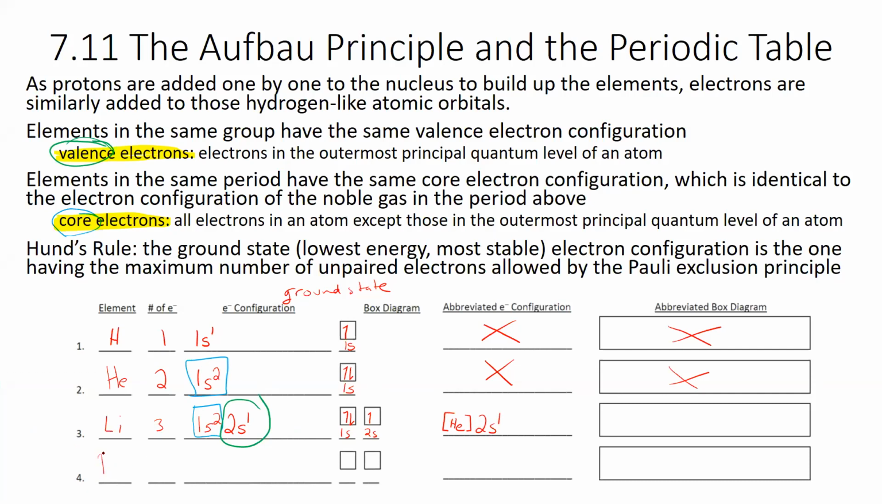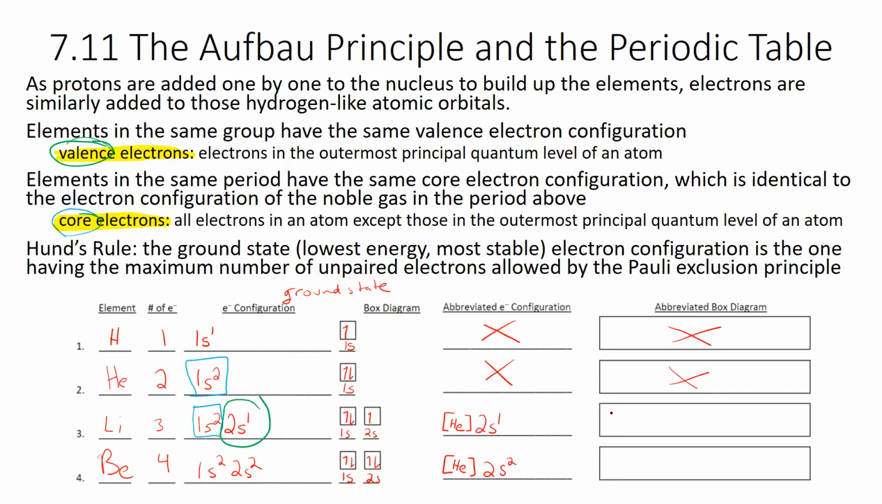So if we go to beryllium now, there are 4 electrons in beryllium. The first 2 go into the 1s orbital, and the next 2 go into the 2s orbital. And so we start filling them up in the box diagram. All right, so we go 1s and 2s, and we go 1, 2 in the 1s, and 1, 2 in the 2s. And so our abbreviated electron configuration, we'll do the abbreviated box diagrams here in a second, is again, helium is the core electrons. And now the valence electrons are 2s2.